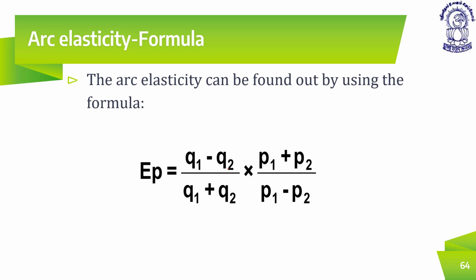Let's see the formula for arc elasticity. We have quantity 1, we have quantity 2. So quantity 1 minus quantity 2 divided by quantity 1 plus quantity 2, multiplied by price 1 plus price 2 divided by price 1 minus price 2. By this formula, we can easily calculate arc elasticity.